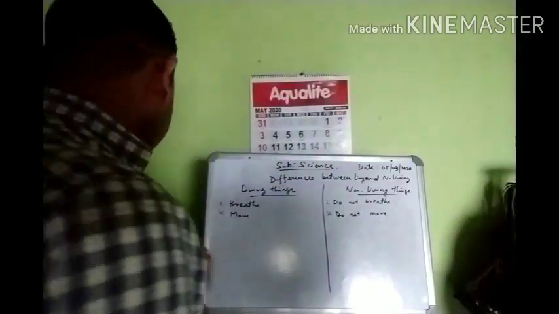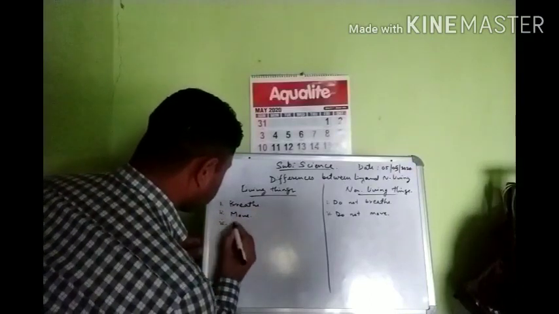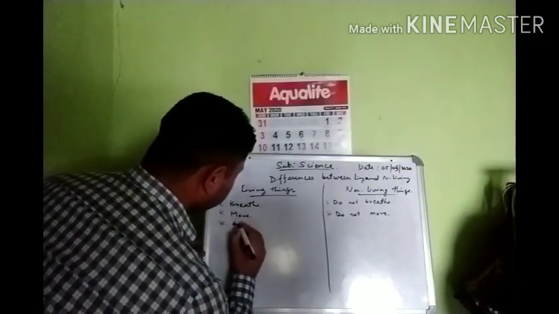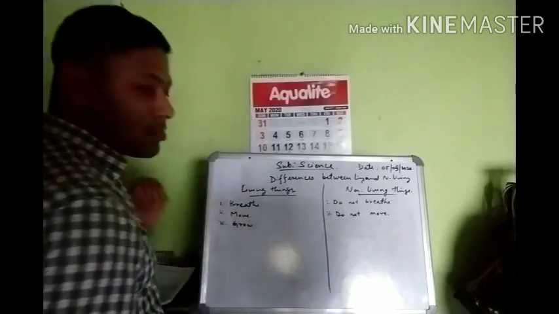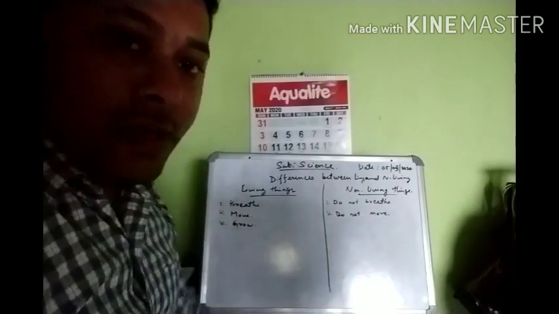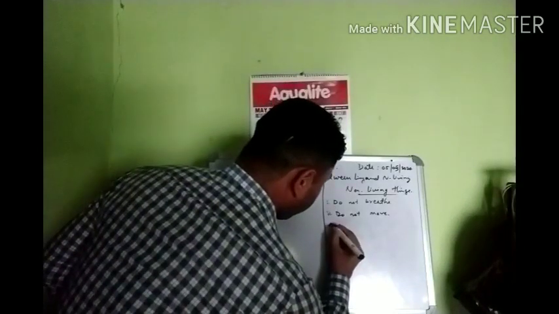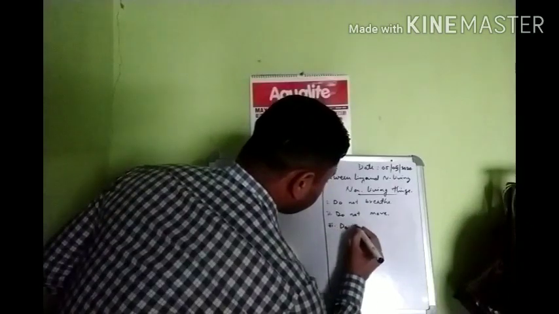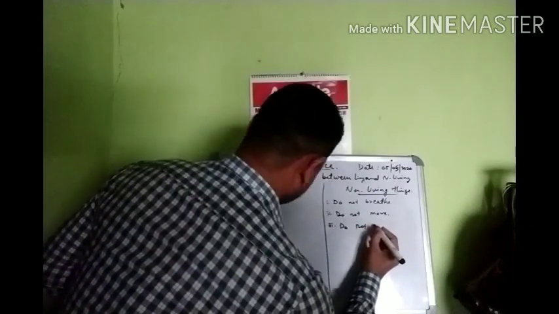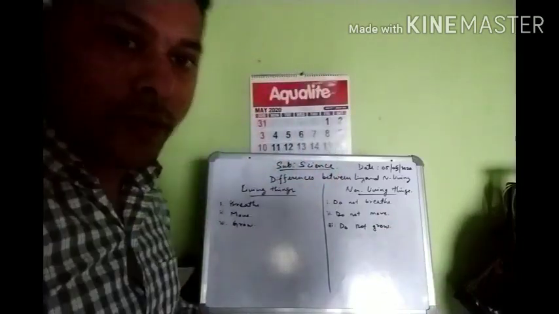Right? Okay, third point. Third point we talk about is that living things grow. But do these non-living things grow? No. So third point here will be that they do not grow.